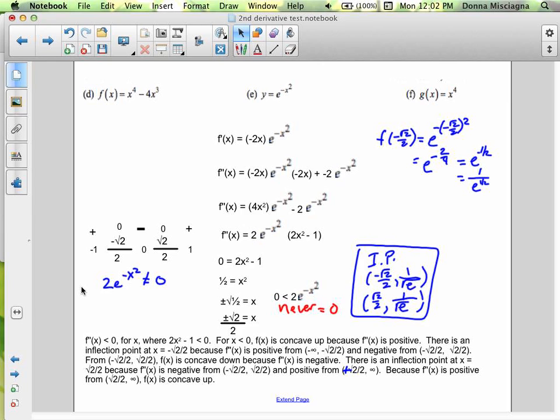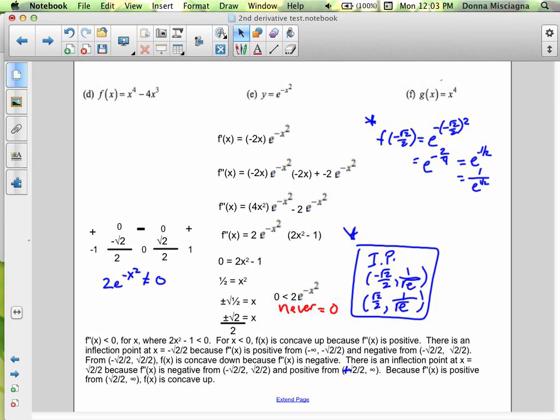So the second derivative is less than 0 for x where 2x squared minus 1 is less than 0. So wherever that's negative, the second derivative is negative. For x less than negative square root of 2 over 2, f of x is concave up because f double prime of x is positive. There's an inflection point at x equals negative square root of 2 over 2. And I actually put the exact inflection points in. I plugged them in right up here, and you get the same thing whether you plug in the negative or the positive.